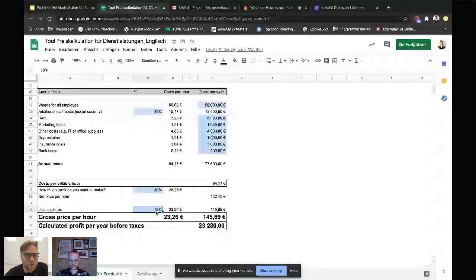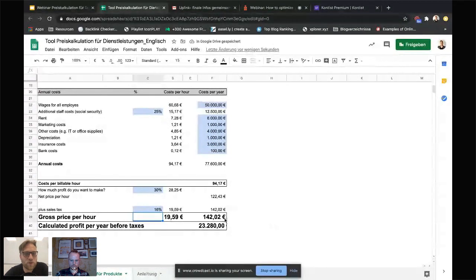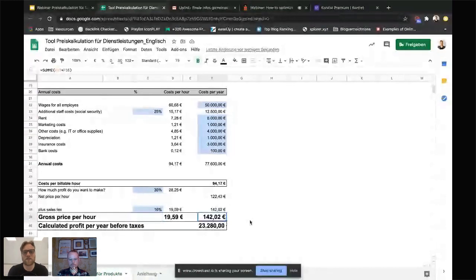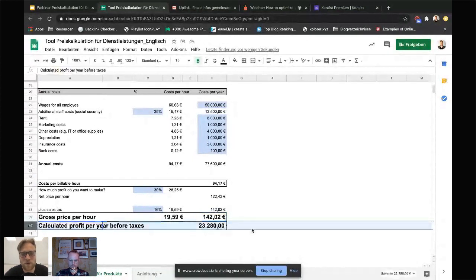But this is wrong. 90% is not up to date. At the moment, it's 16%. So you should ask for a gross price per hour of 140 euro, and then you would make a profit of around 23,000 euro per year. And here it's really interesting.